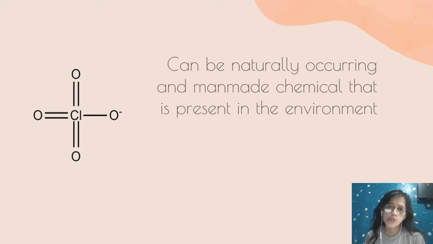So again, perchlorate is a chemical compound containing one chlorine atom and four oxygen atoms. As you can see, it is negatively charged, and this is the skeletal diagram of the said perchlorate. Perchlorate can be a naturally occurring and man-made chemical that is present in the environment. It forms naturally in the atmosphere, and it only becomes man-made when we use it as an industrial chemical.